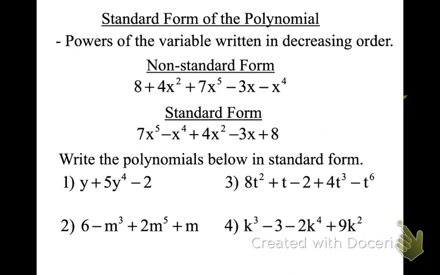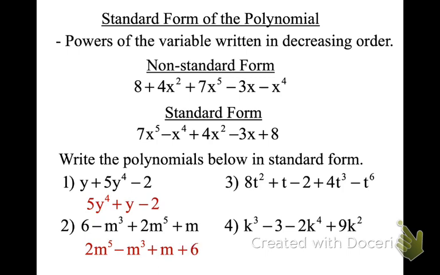All right, so let's look at number 1. How would I write it? So I'm putting it in standard form. Maxime? 5y to the 4th plus y minus 2. Perfect. Okay, next one. Let's go, Greta. 2m to the 5th minus m to the 3rd plus m plus 6.